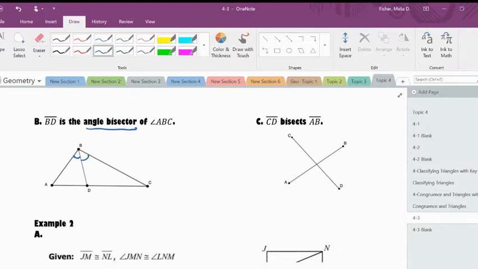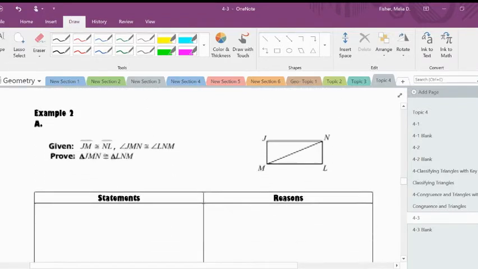On part C, CD bisects AB. AB is the line that is being cut in half, and so this piece and this piece would be congruent. Notice that AB did not bisect CD, so we want to make sure to only mark the part that we know. That will be an important step as you look at pictures and write proofs as we move forward, to always mark first on the picture what it is you're looking at.